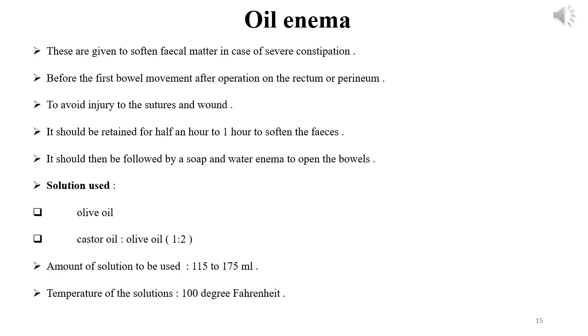Here olive oil or castor oil is used. Sometimes olive oil alone is used, or sometimes olive oil and castor oil in the ratio of 1 to 2. Here 115 to 175 ml of solution of castor oil and olive oil, or olive oil alone, is used for oil enema. The temperature of the solution should be 100 degrees Fahrenheit, means slightly above body temperature.